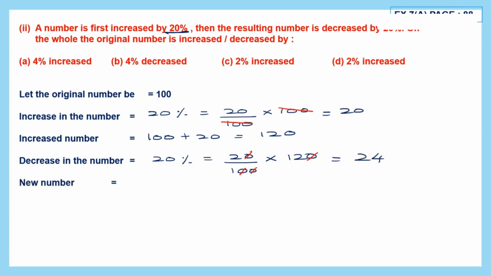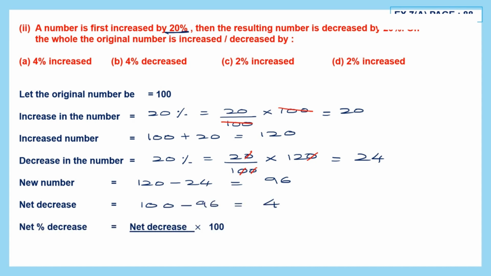Now what is the new number? That will be 120, that is the new increased number, minus the decrease in that number. That is 120 minus 24, and that is 96. So this is the new number. Now, what is the net decrease? That means what is the total decrease? So now the first number we said let it be 100, and the net decrease means 100 minus 96. 100 minus 96 is 4.